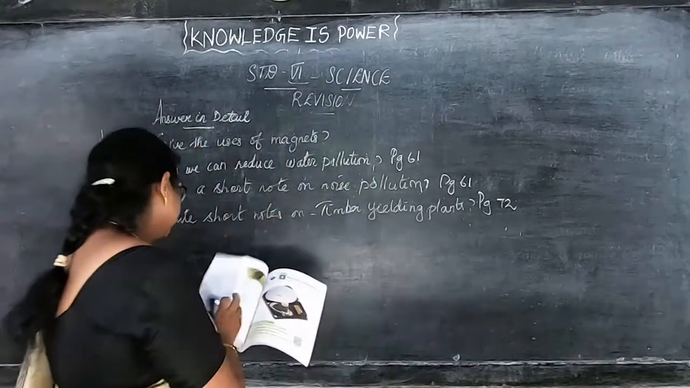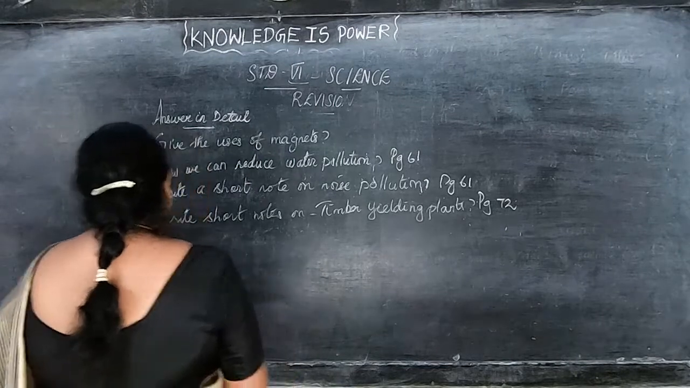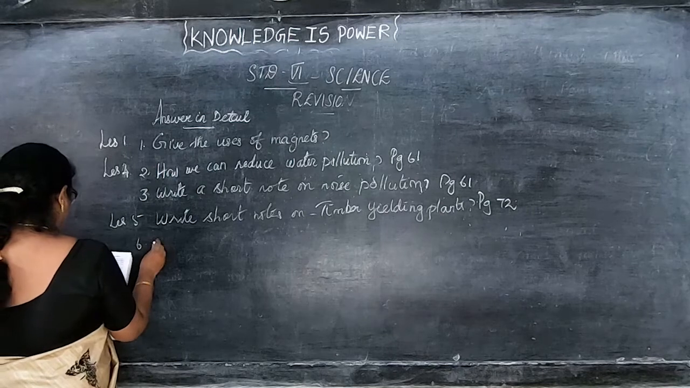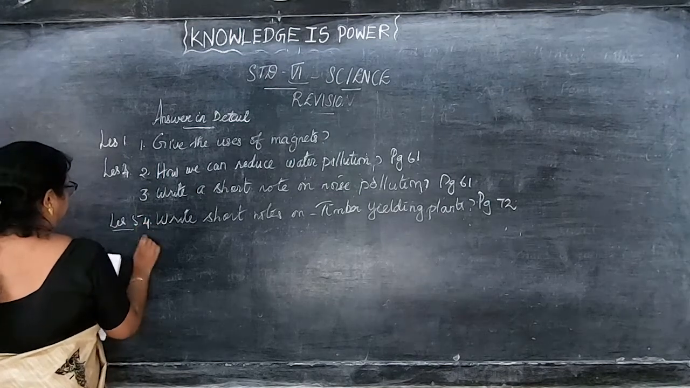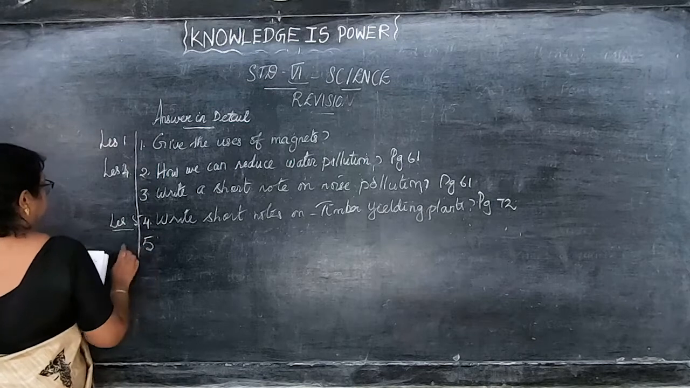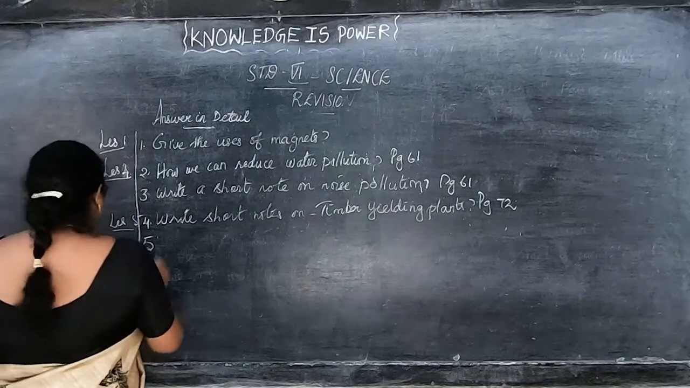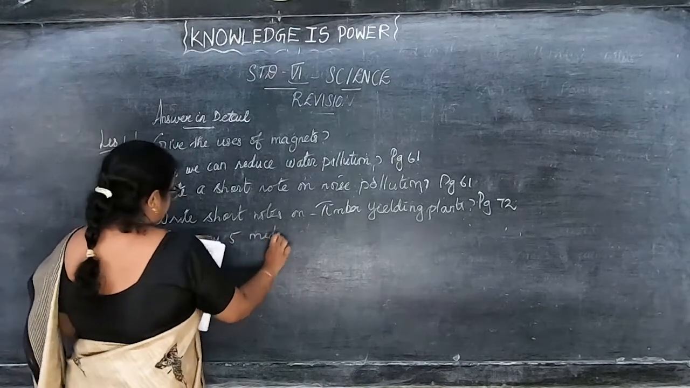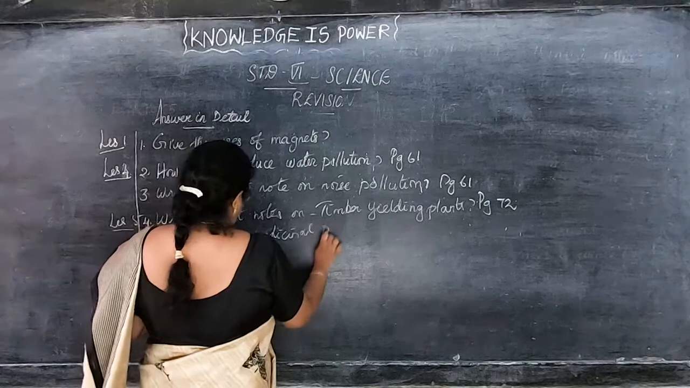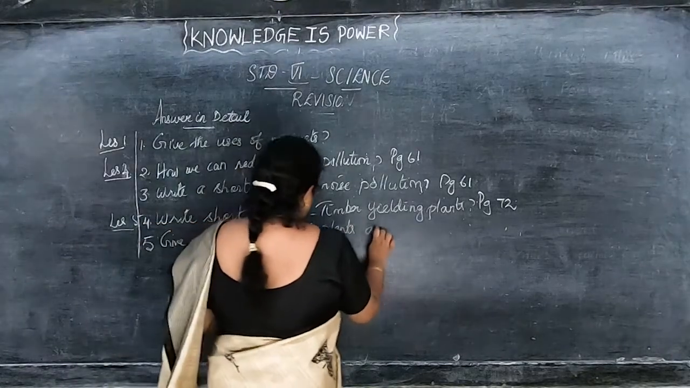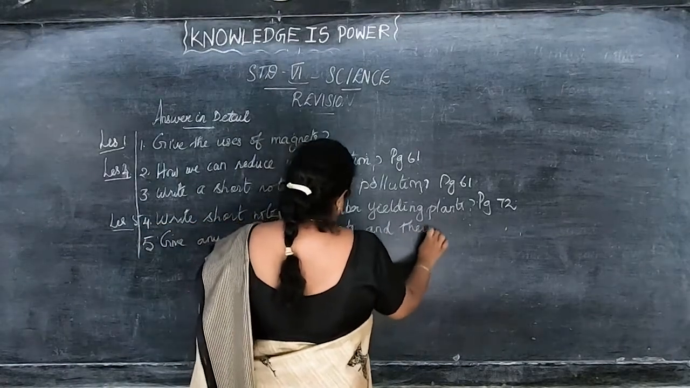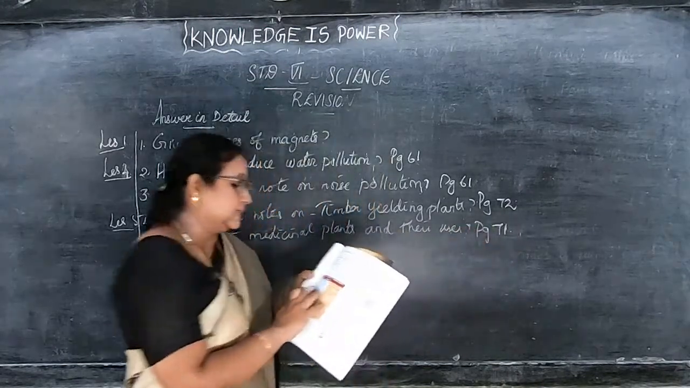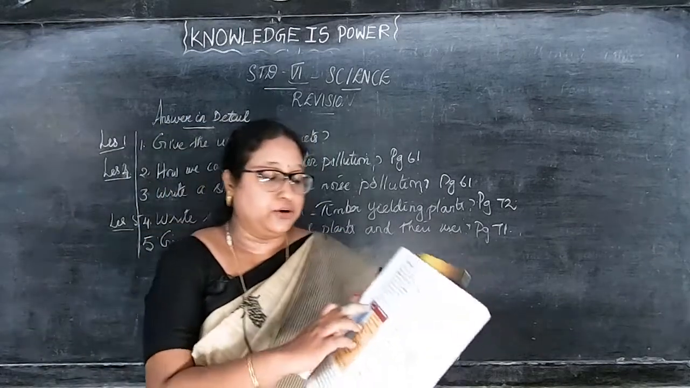The next question is, you can take page number 71. Give any five medicinal plants and their uses. It is on page number 71. Okay, that is plant name and use. Only you have to write. No need to write the parts used.